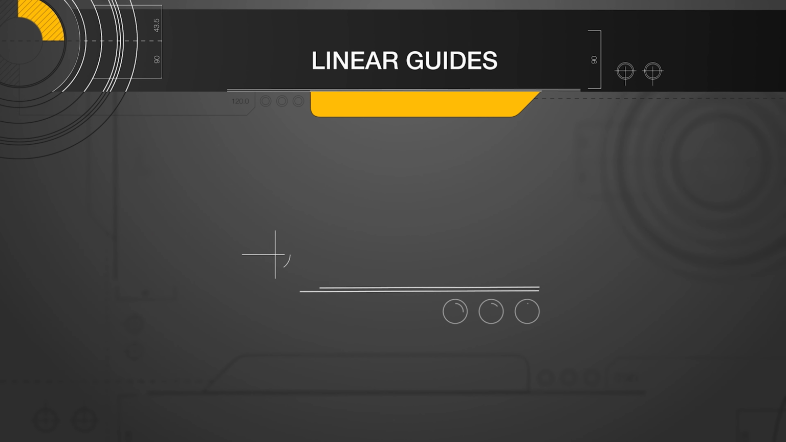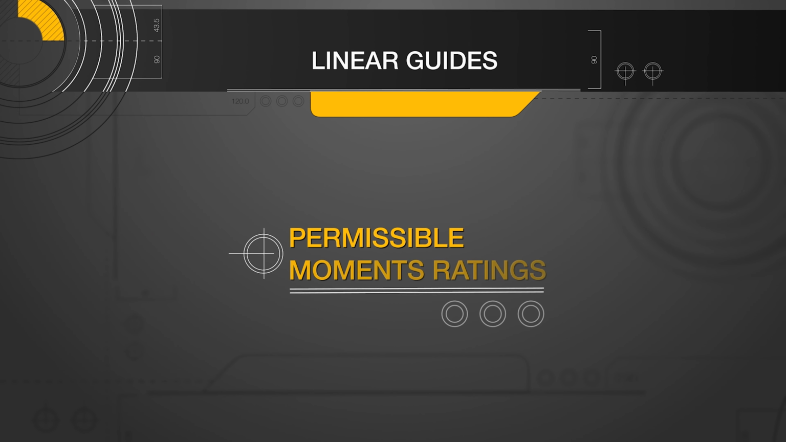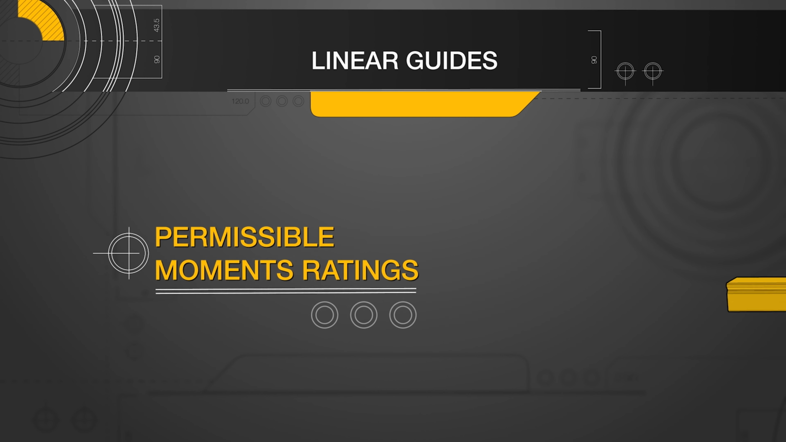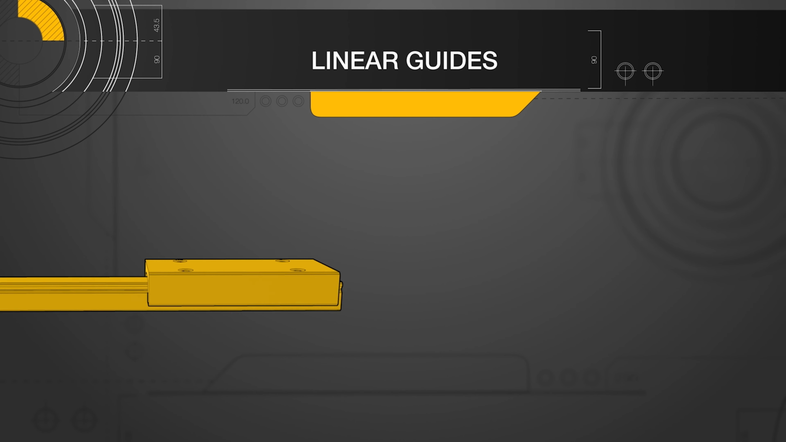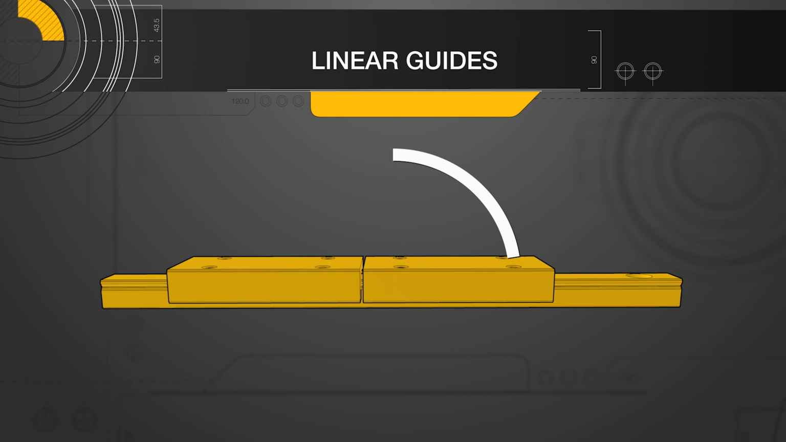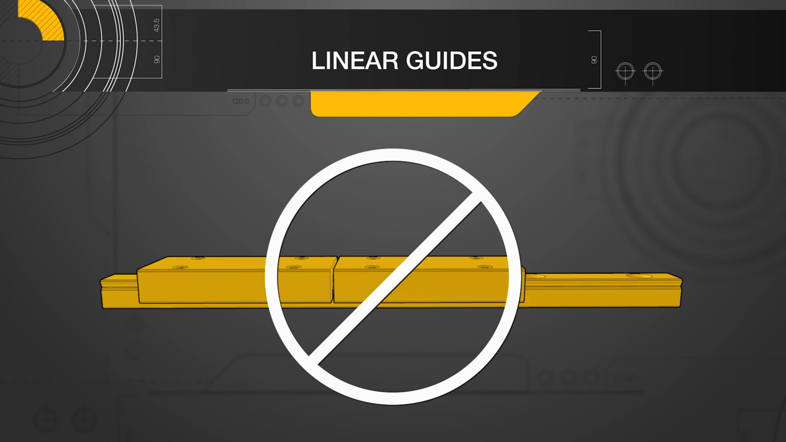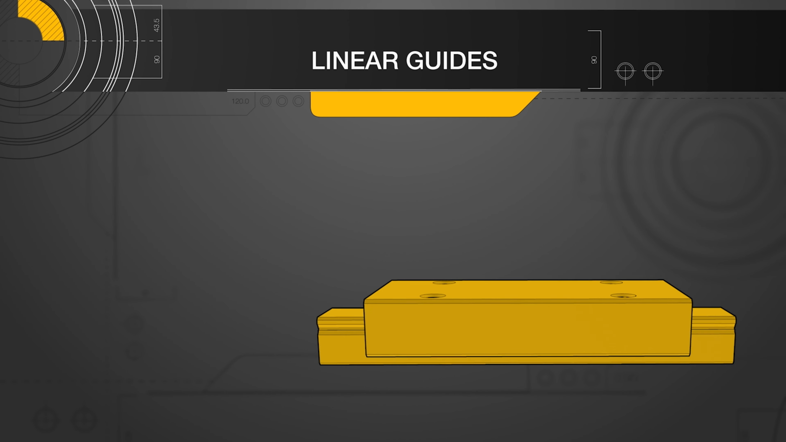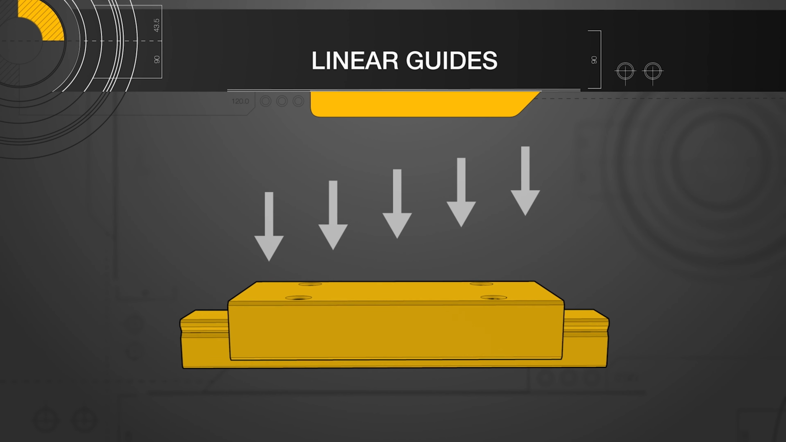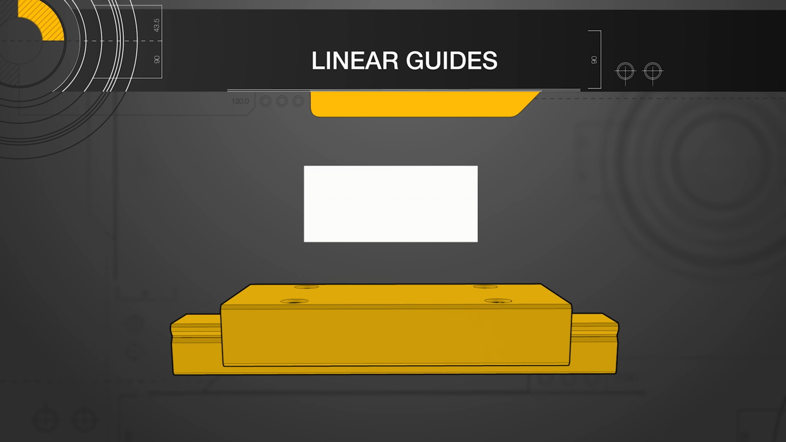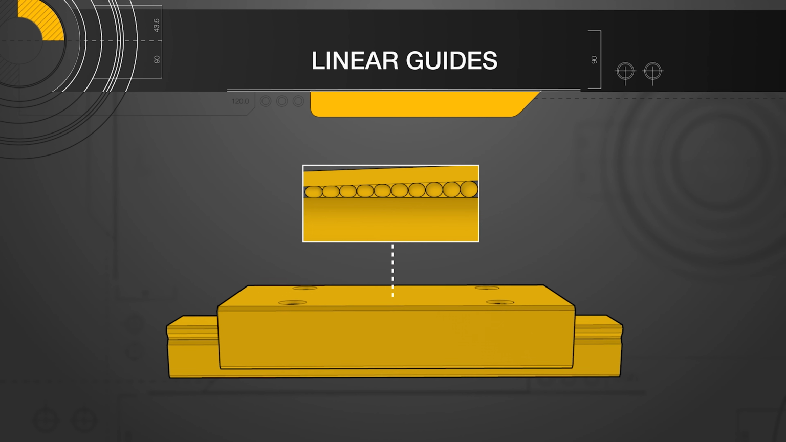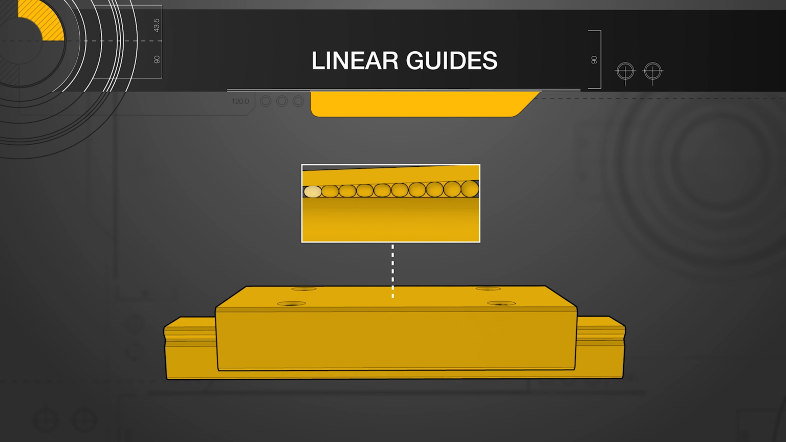The last set of ratings commonly found for linear guides are permissible moment ratings. The permissible moment ratings in the catalogs are for moments applied to a single block on a single rail. They do not apply when using multiple blocks or rails in a system. When a single block experiences a moment, the load is unevenly distributed among the bearing elements. The permissible moment rating is based on the loading for the worst-case ball or roller.